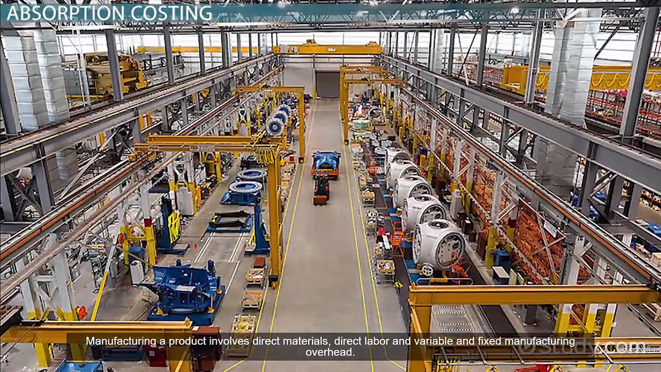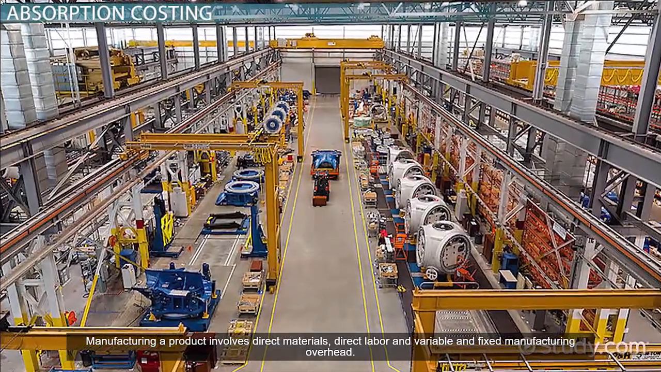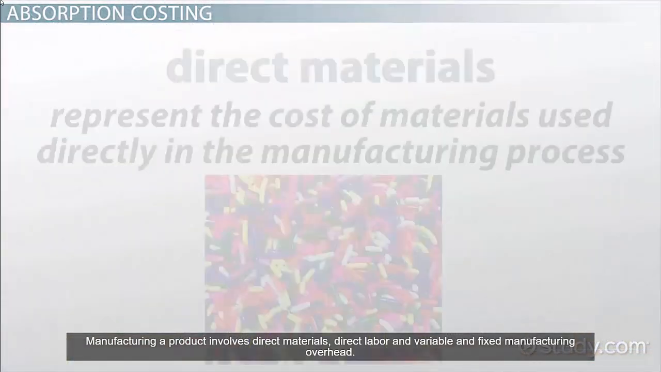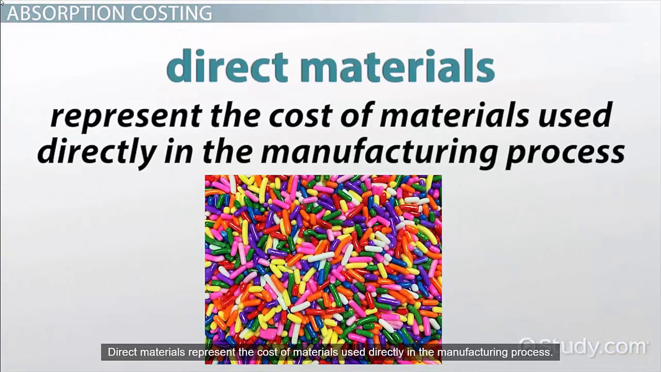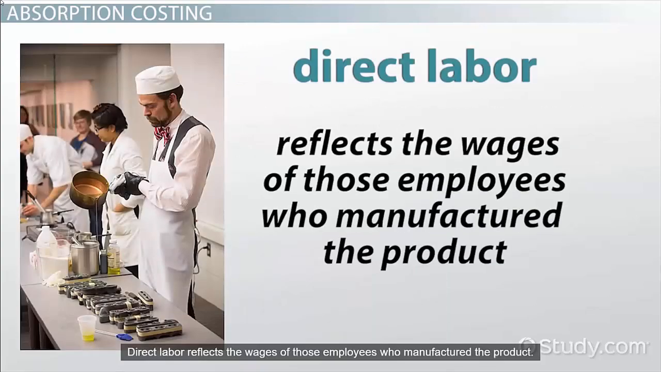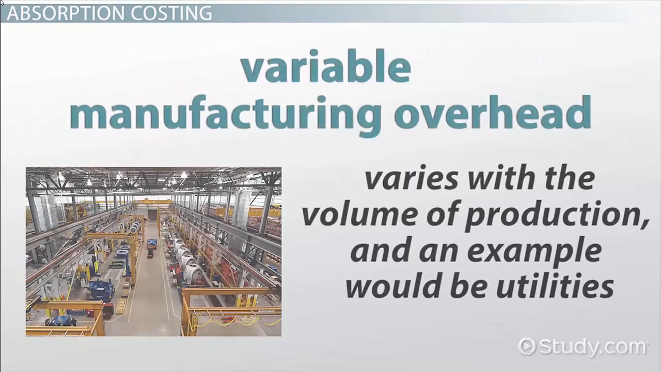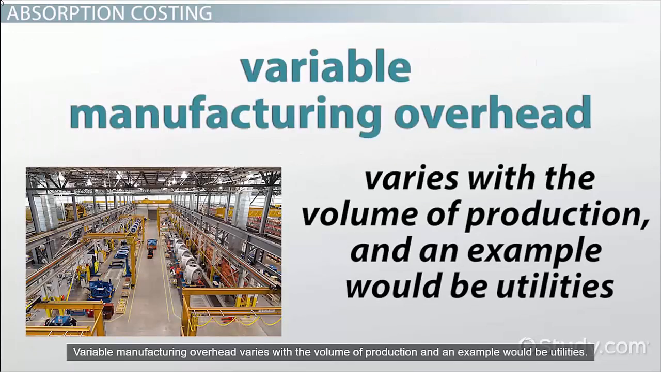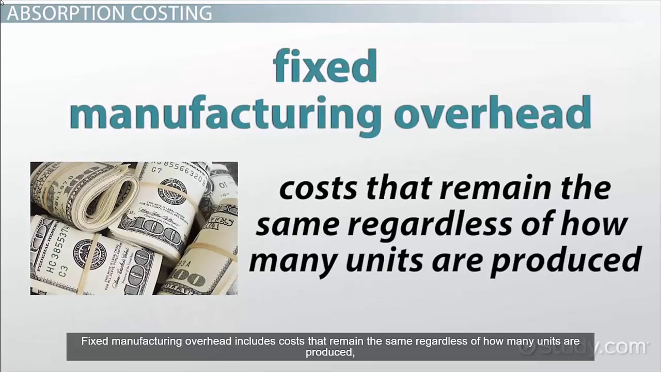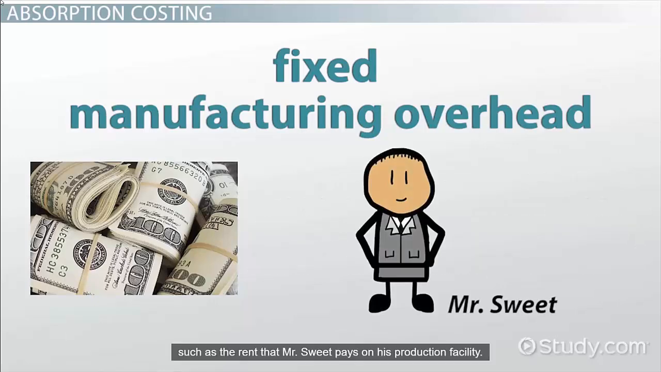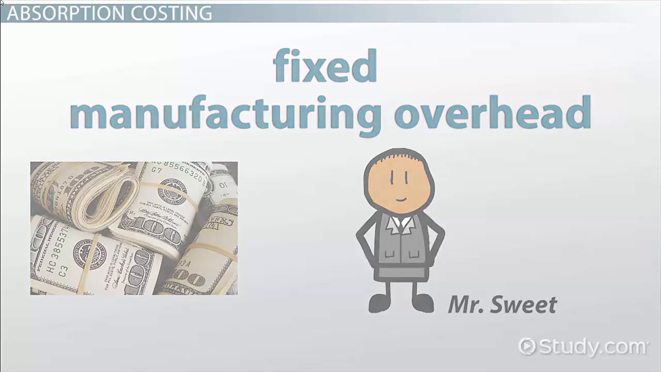Manufacturing a product involves direct materials, direct labor, and variable and fixed manufacturing overhead. Direct materials represent the cost of materials used directly in the manufacturing process. Direct labor reflects the wages of those employees who manufactured the product. Variable manufacturing overhead varies with the volume of production, and an example would be utilities. Fixed manufacturing overhead includes costs that remain the same regardless of how many units are produced, such as the rent that Mr. Sweet pays in his production facility.